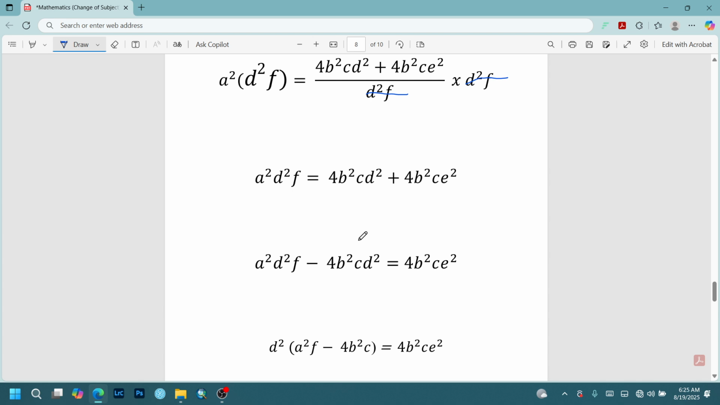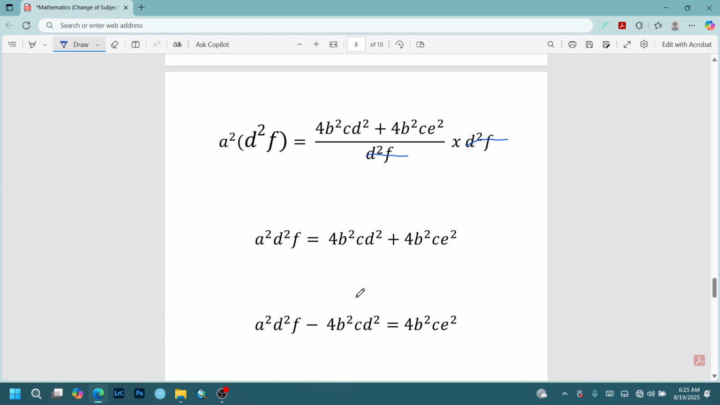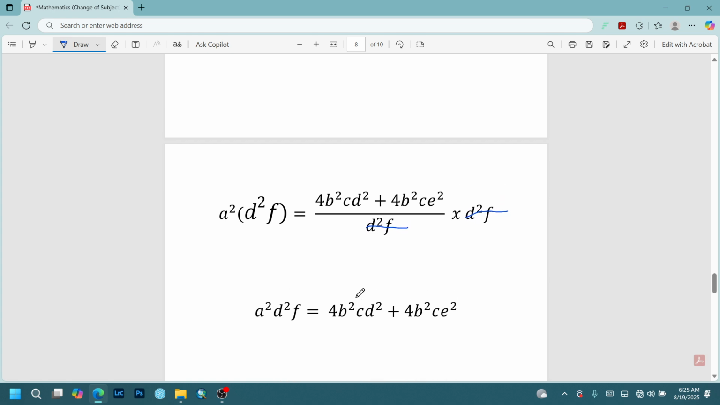So with regards to that, we have to group like terms, right? So those with the common factor d will be on one side, and those without d will be on the other side, right? So a squared d squared f equals 4b squared cd squared plus 4b squared ce squared, right?